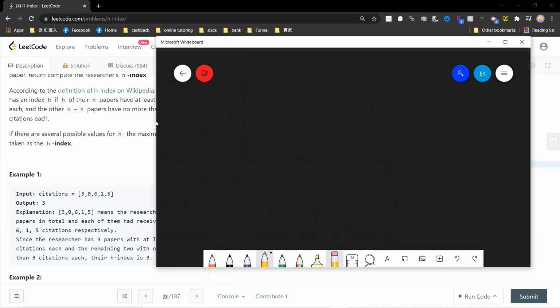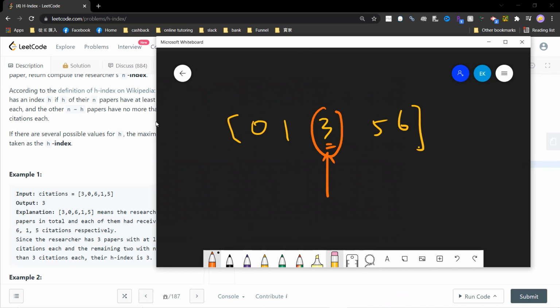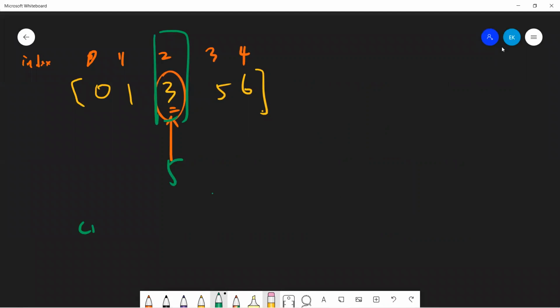Let's say I sort this array, so I get 0, 1, 3, 5, 6. I first sort it, and this is the answer by definition. What is the criteria for this answer? Let's say these are the indices: 0, 1, 2, 3, 4. I think you can see a trick here: 2 plus 3 is 5.